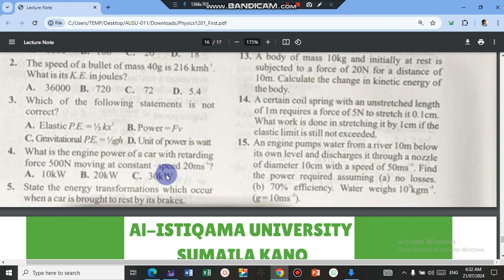The rest are all objective questions. Essay type questions, so I leave them with you to practice.